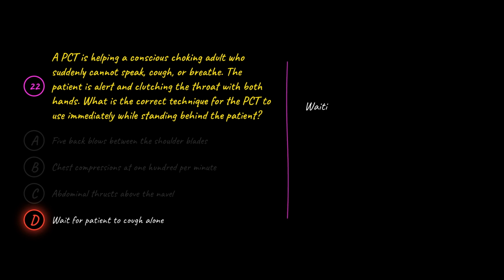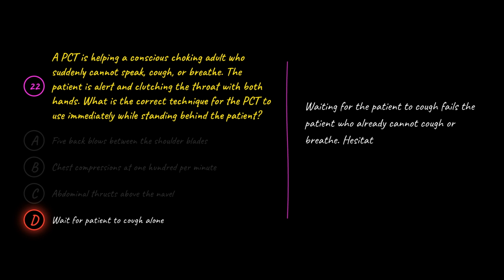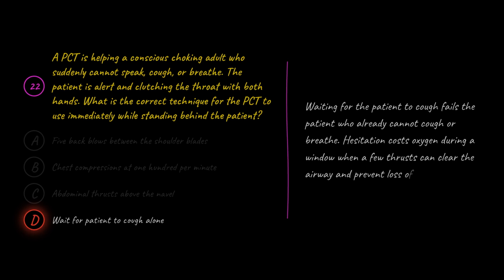D is wrong because waiting for the patient to cough fails the patient who already cannot cough or breathe. Hesitation costs oxygen during a window when a few thrusts can clear the airway and prevent loss of consciousness completely. When a conscious adult shows complete airway obstruction, the correct emergency response is abdominal thrusts, also known as the Heimlich maneuver. Understanding the underlying mechanism helps you apply it correctly and avoid the most common exam traps.